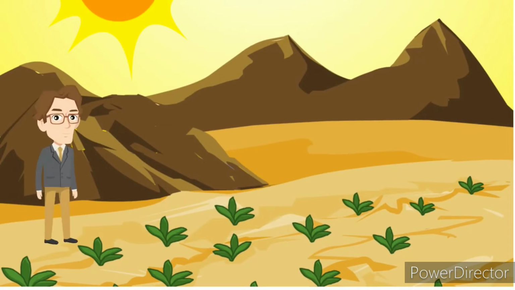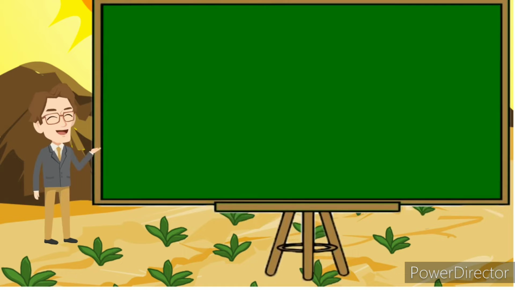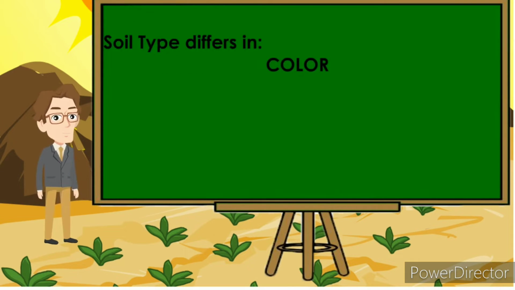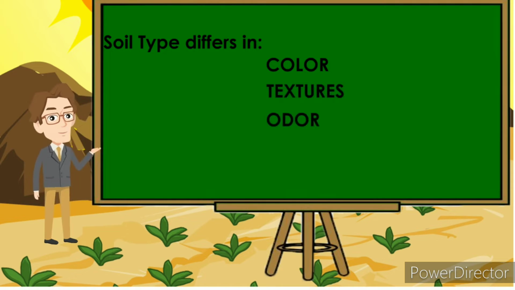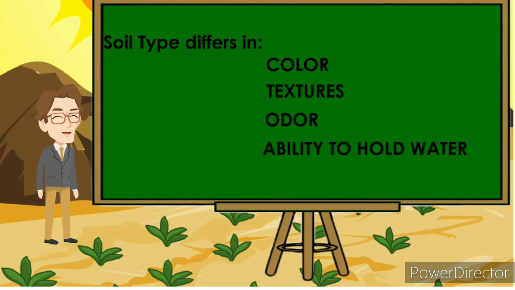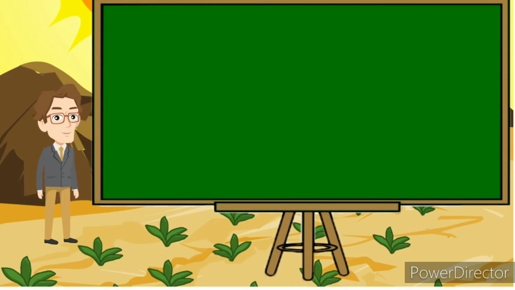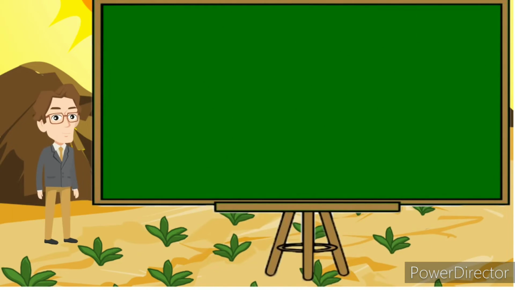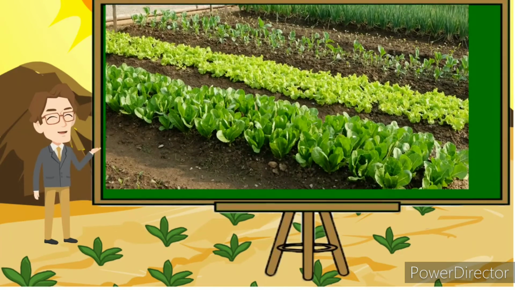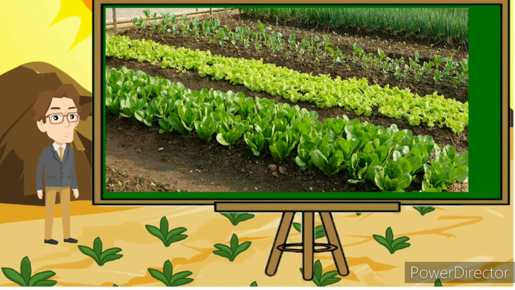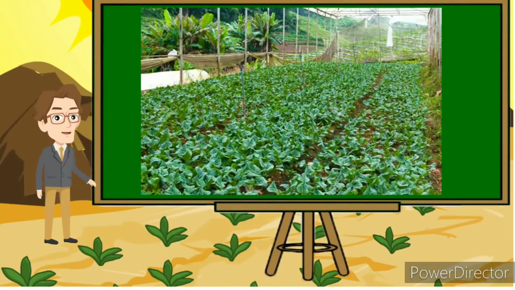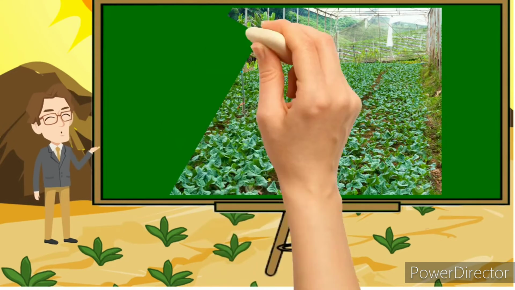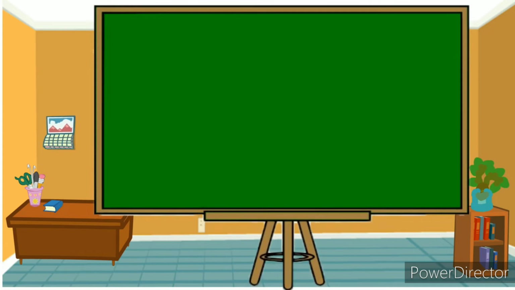As you can see, each soil type differs in color, texture, odor, and its ability to hold water. Some soils are good for planting while the others are not. The existence of several types of vegetative plants in a location indicates that the soil in the area is of good quality. Sometimes, a combination of soil is observed in some areas of the country.